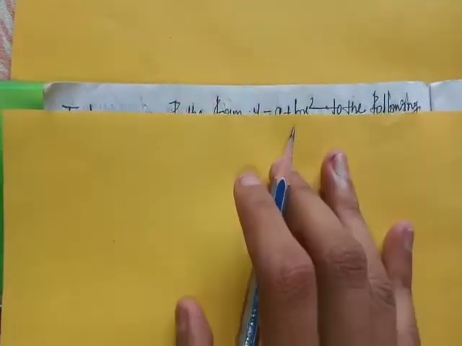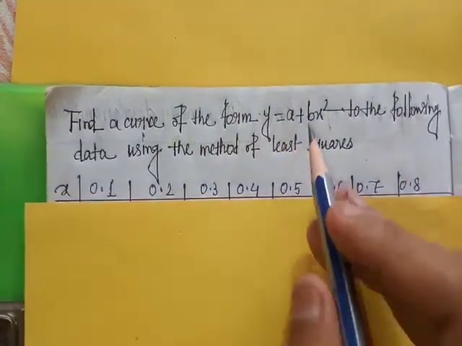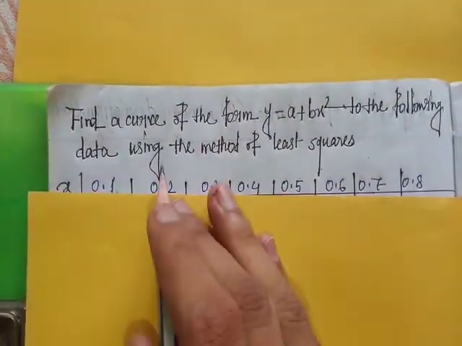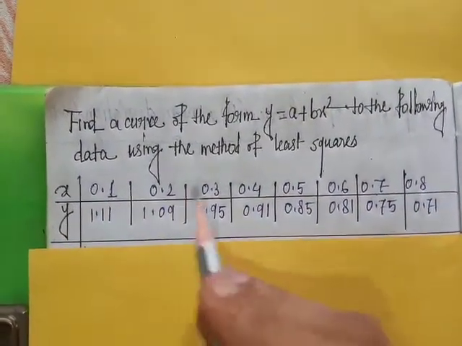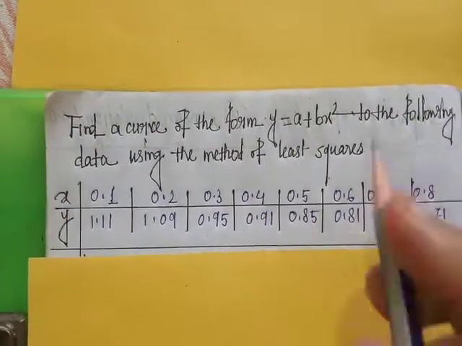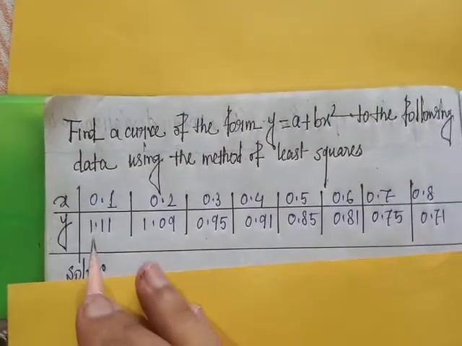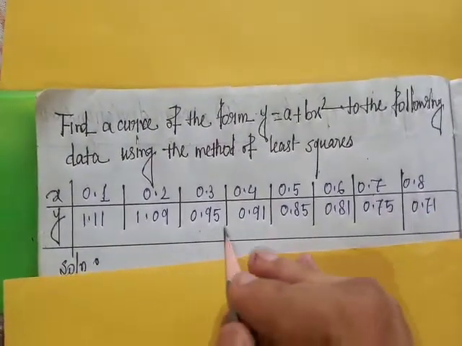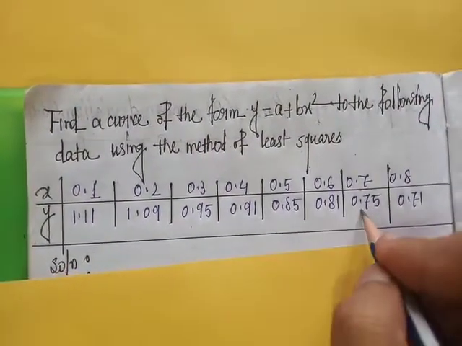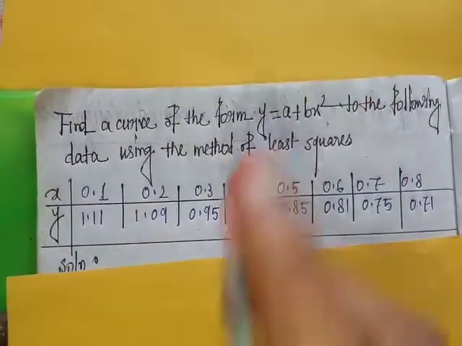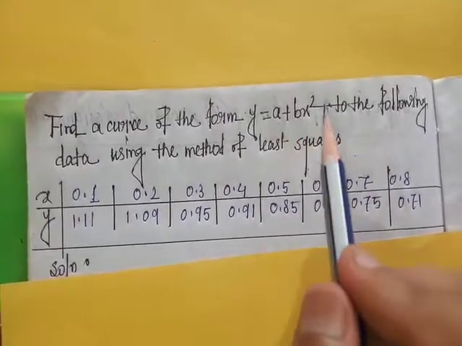Next, we will discuss a problem. Find a curve of the form y equal to a plus bx square to the following data using method of least squares. X takes values 0.1, 0.2, 0.3, 0.4, 0.5, 0.6, 0.7, 0.8. Y takes values 1.11, 1.09, 0.95, 0.91, 0.85, 0.81, 0.75, 0.71. Here the curve is of the form y equal to a plus bx square.